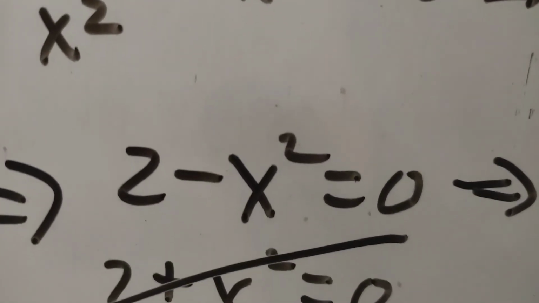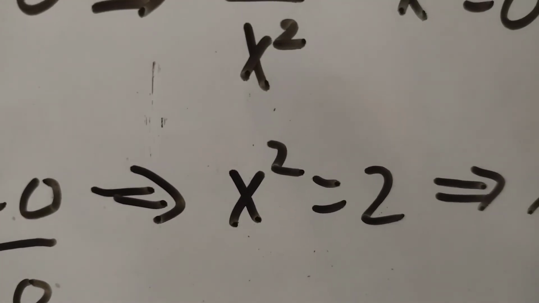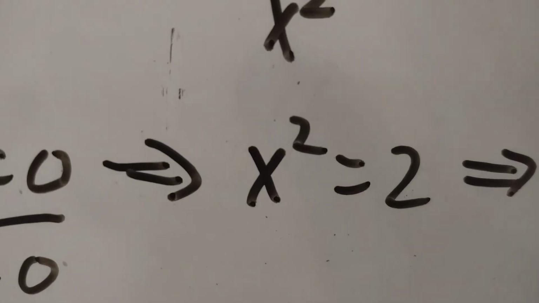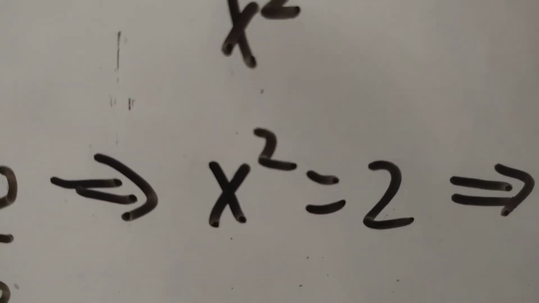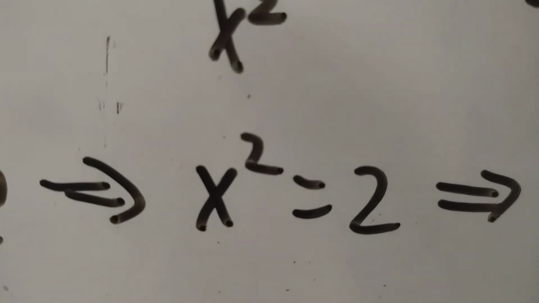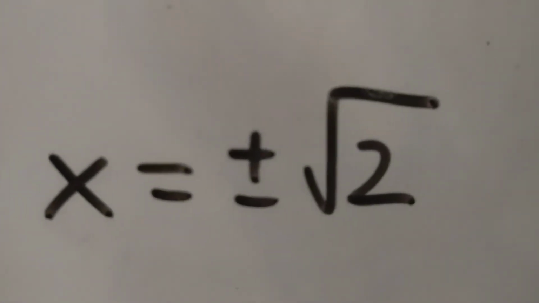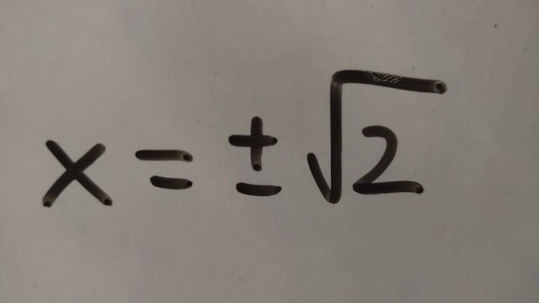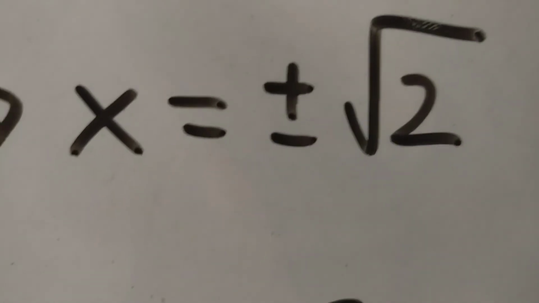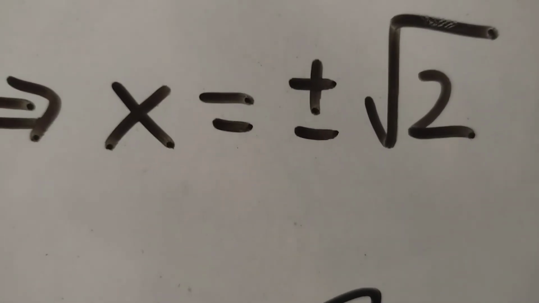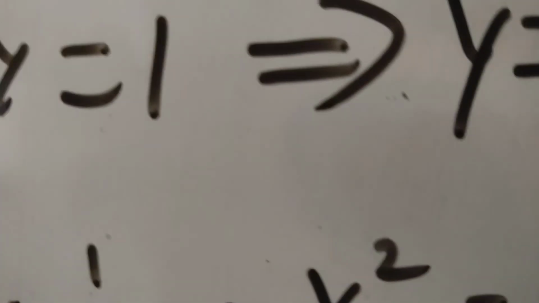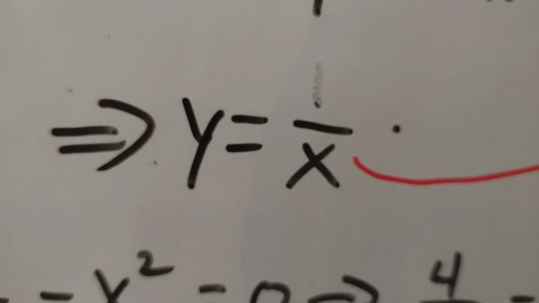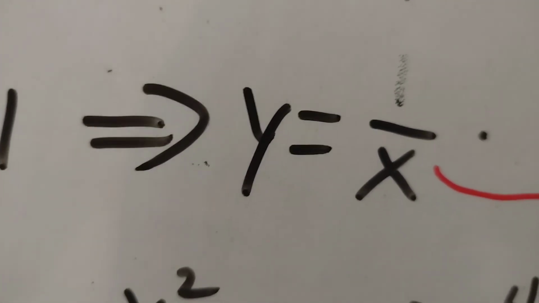Okay, so from here, let's add x squared to each side. So you can either write 2 equals x squared or x squared equals 2. Same thing. Symmetry of equality. So now I just take the square root of each side. Don't forget to go plus or minus. So x is equal to plus or minus the square root of 2. Now that I found x, let's substitute for y. So previously, over here, we had y equals 1 over x. Let me make that one a little darker.